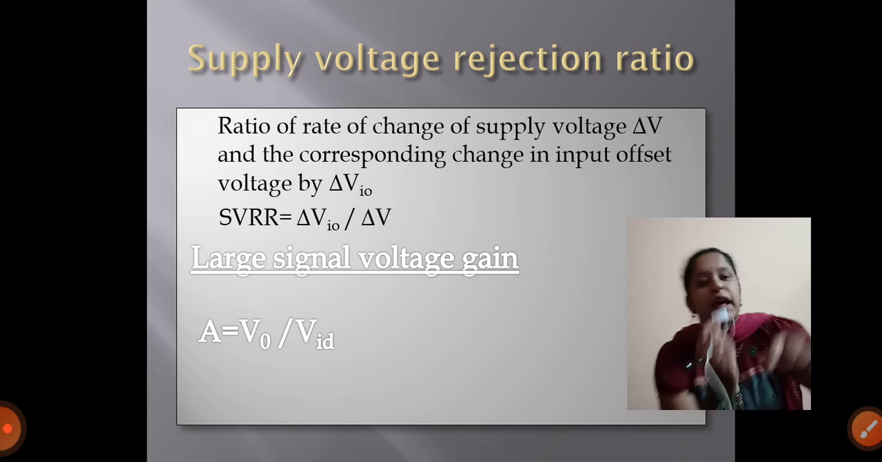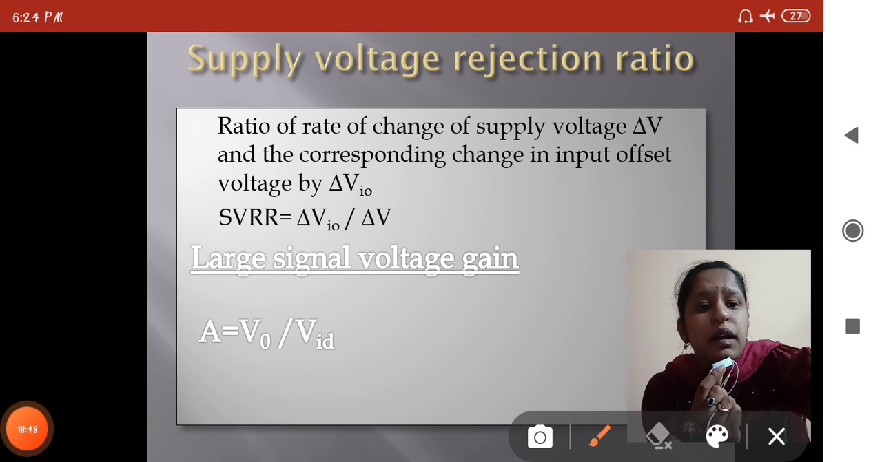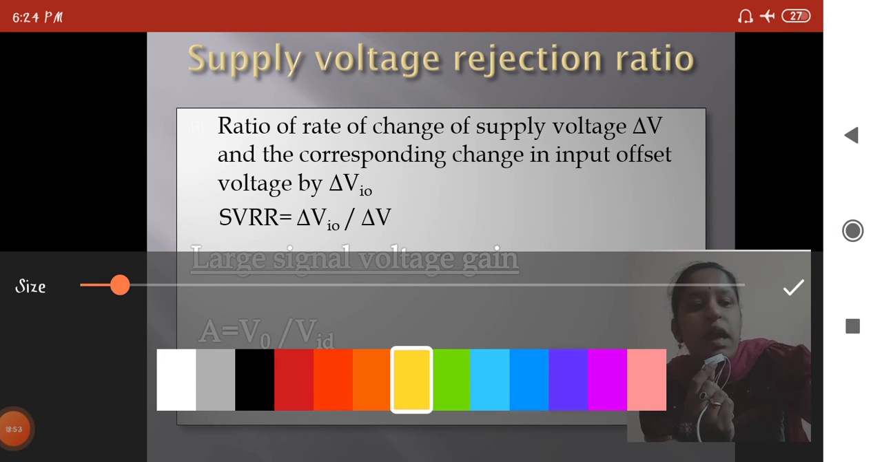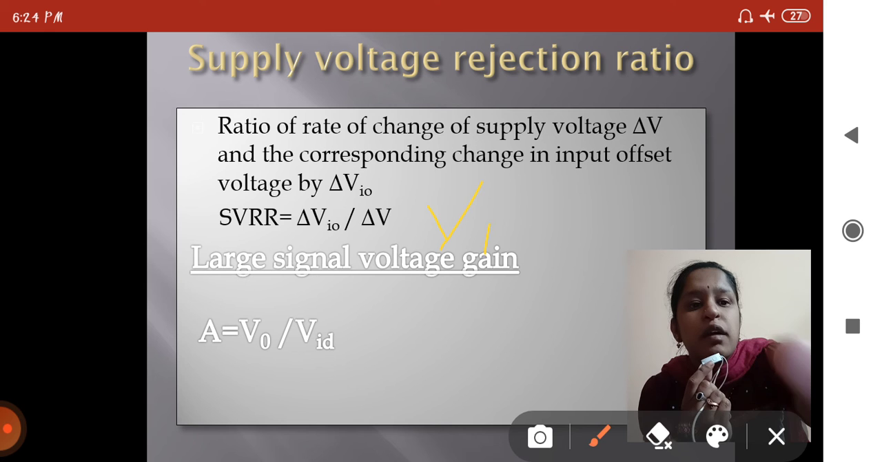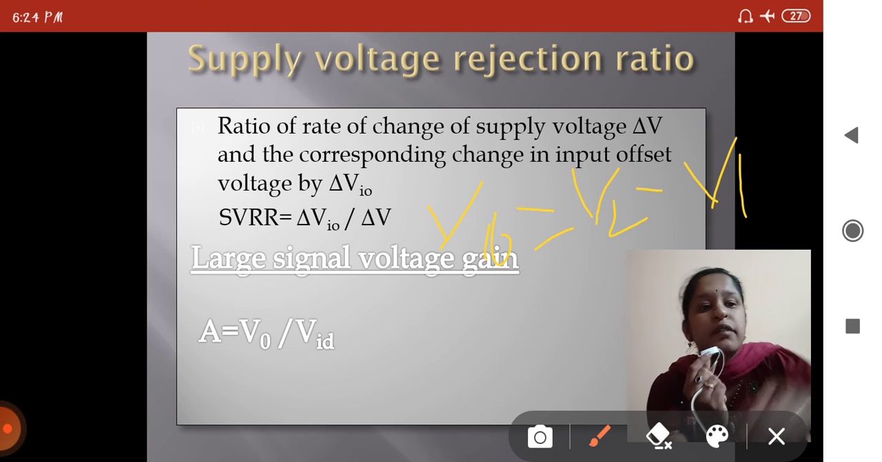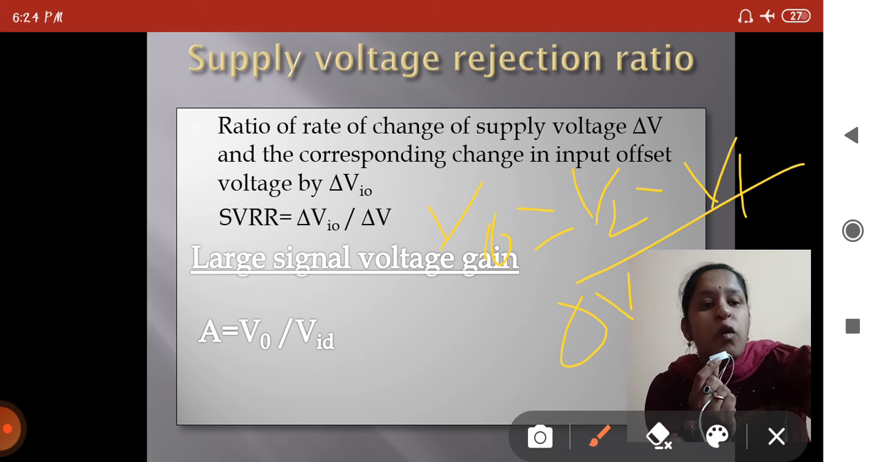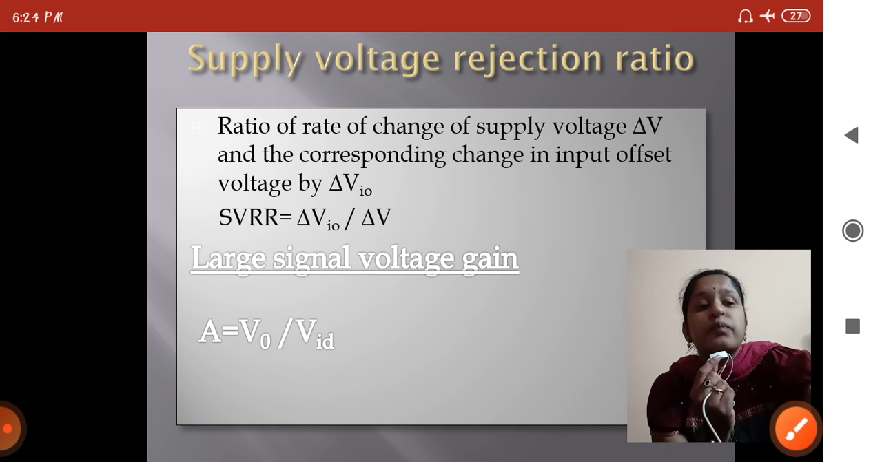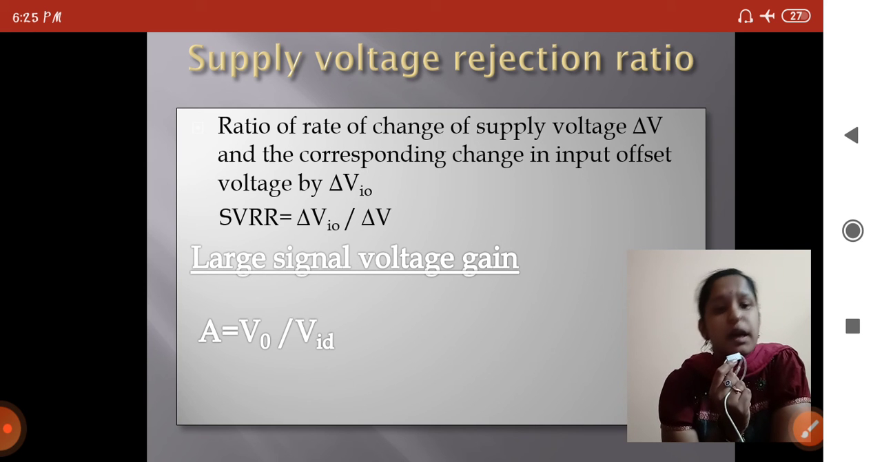VIO we can write as V2 minus V1 or V1 minus V2, divided by delta V. Delta V is the rate of change of supply voltage, whatever supply voltage we are giving. That is called the supply voltage rejection ratio.